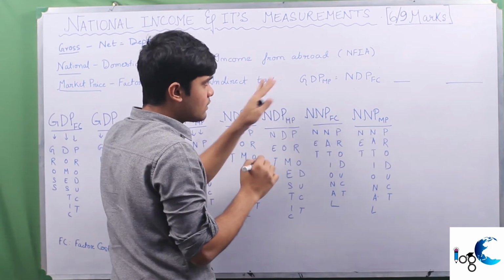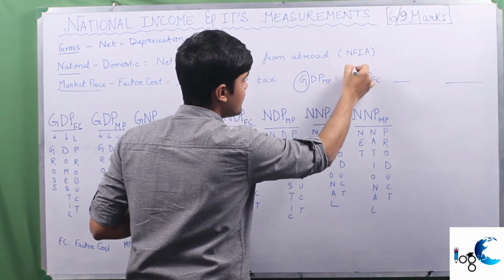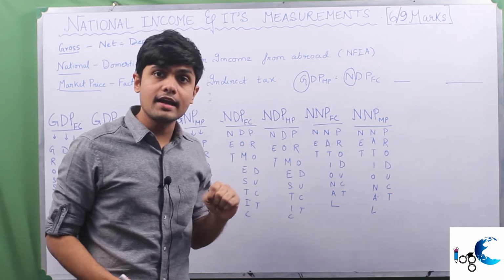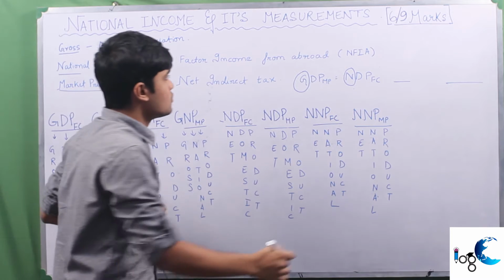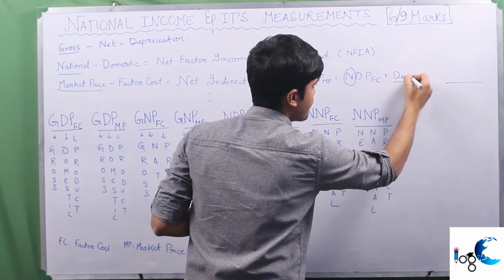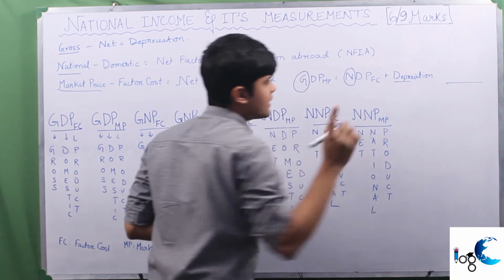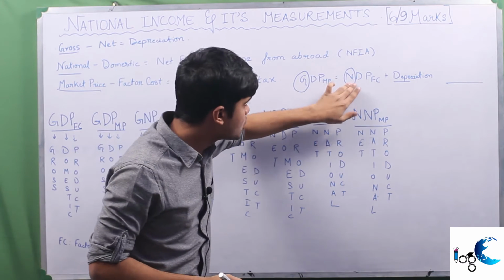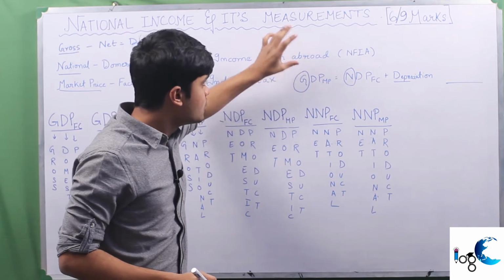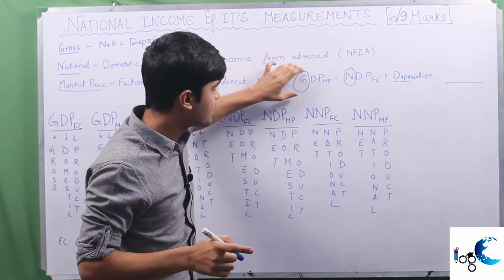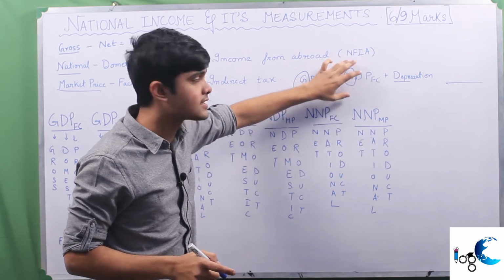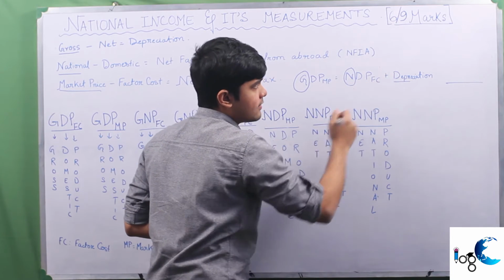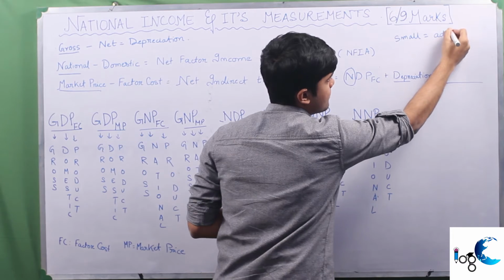First, you need to find out the difference. The first letter here is G, the first letter here is N. G stands for gross, N stands for net. The difference between gross and net is depreciation. We will write here plus depreciation. The reason I have written plus is that net is small, gross is larger, so you need to add depreciation in order to get back to gross. Whenever your right hand side is smaller than the left hand side, you will add. Whenever your right hand side is greater than the left hand side, you will subtract.